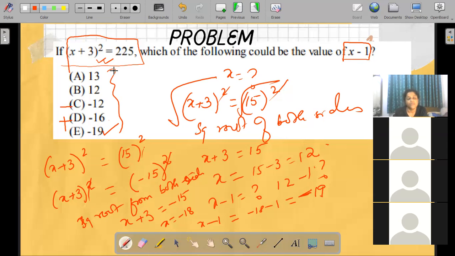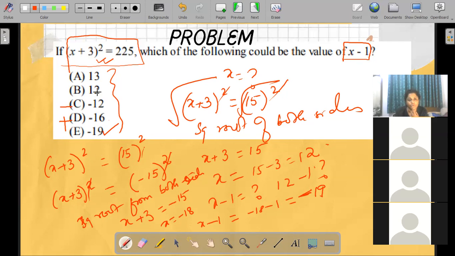Should be marked up. So now, since you already know, you could have thought mentally x plus 3 whole square is equal to 15 square. Taking square root both sides, x plus 3 is equal to 15. So x is equal to 12. So 12 minus 1 is 11. I'm doing it all mentally. 11 option is not there.